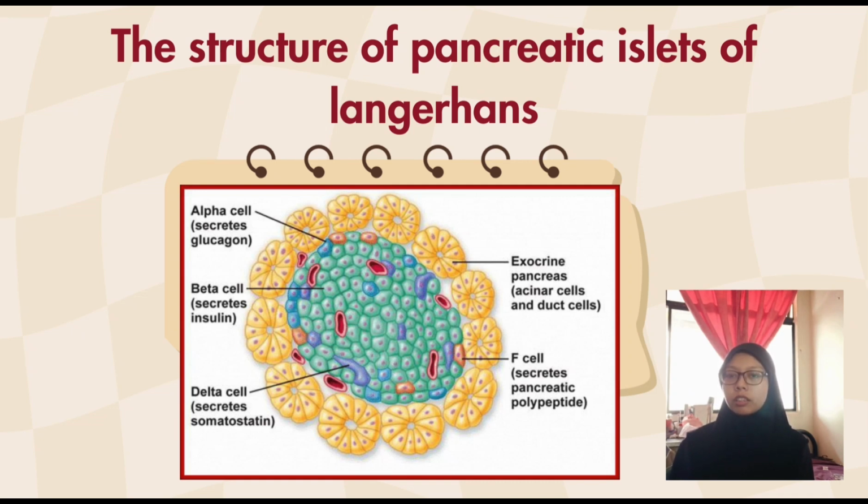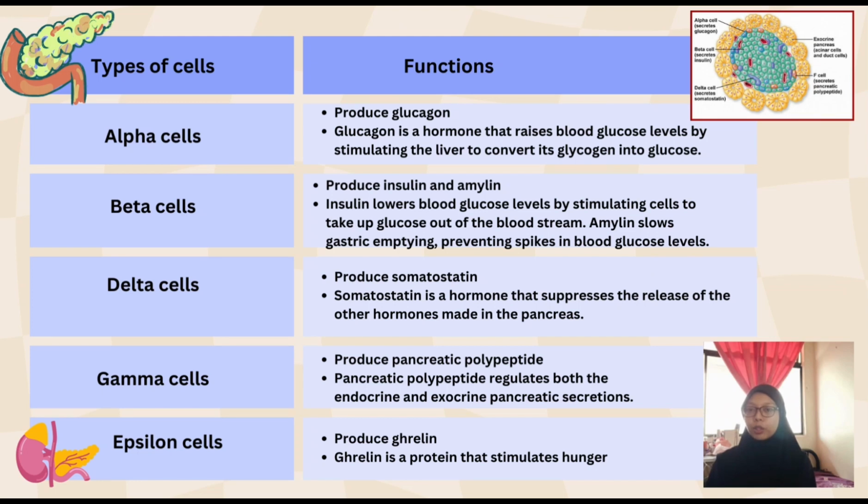There are several types of cells in the pancreatic islets: alpha cell, beta cell, delta cell, gamma cell, and epsilon cell. Alpha cells produce glucagon and make up 15 to 20% of total islet cells. Glucagon is a hormone that raises blood glucose level by stimulating the liver to convert its glycogen into glucose.